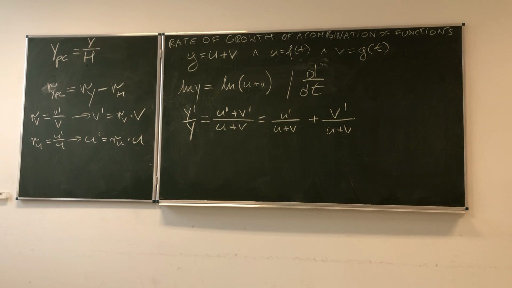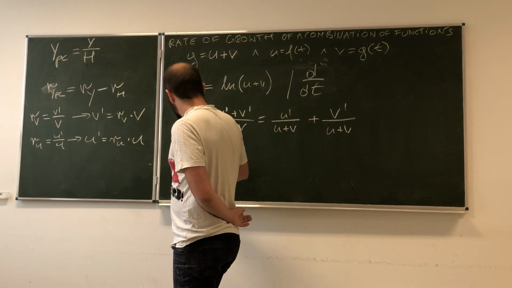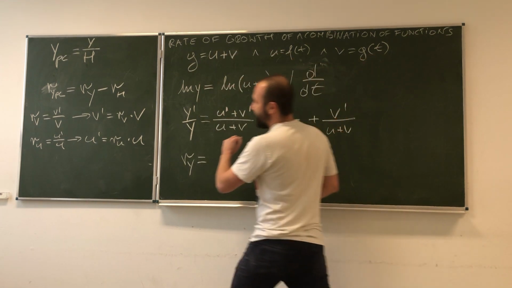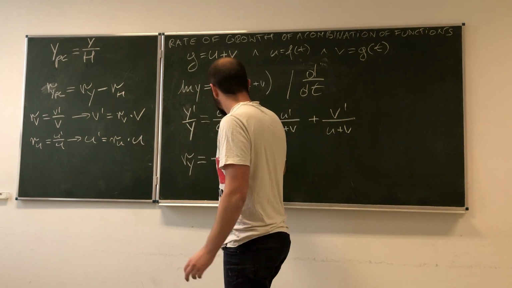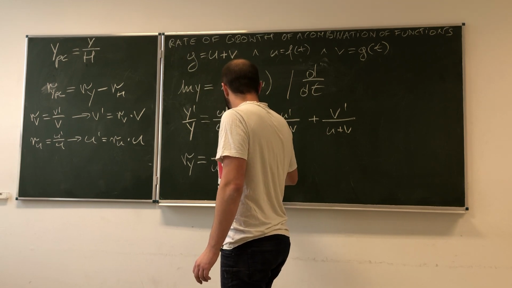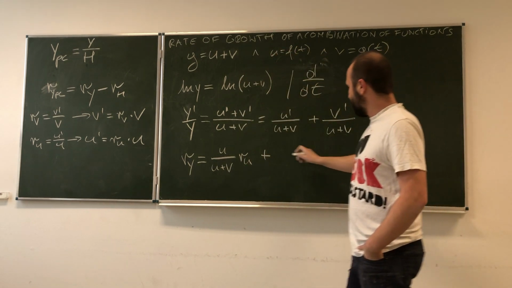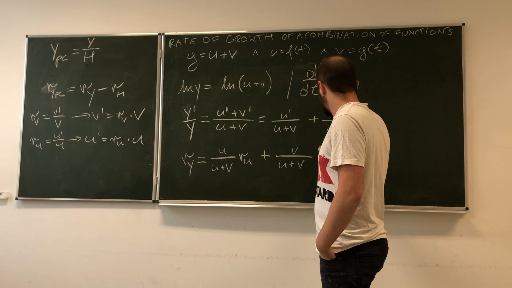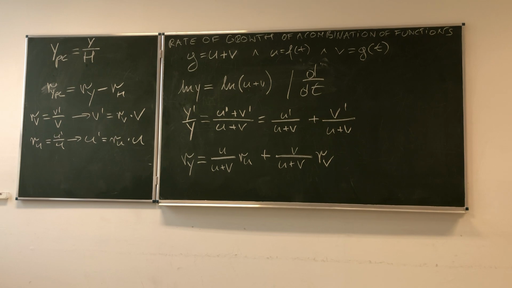Okay, now let's use it and substitute in the formula. We can replace this one with the growth rate of y right away. And u prime could be replaced by the growth rate of u times u, or simply u over u plus v times the growth rate of u. And by the same token, here we will have v over u plus v times the growth rate of v. And this expression is actually telling us quite a lot.